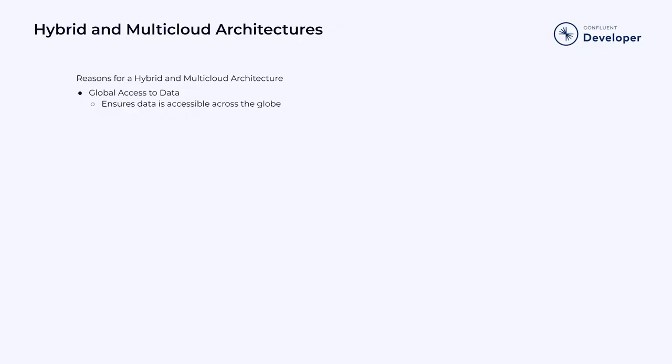Global access to data, also sometimes referred to as global replication, ensures that your data is accessible from multiple locations across the globe. This allows you to unify your data from every region to create a global, real-time streaming architecture. You can think of this as a type of content delivery network, or CDN, for your Kafka events. Cloud migration and modernization refers to moving from an on-premise Kafka or Confluent platform cluster to a cloud-hosted platform. This could also encompass migrating from an older infrastructure to a new infrastructure or modernizing your existing architecture.